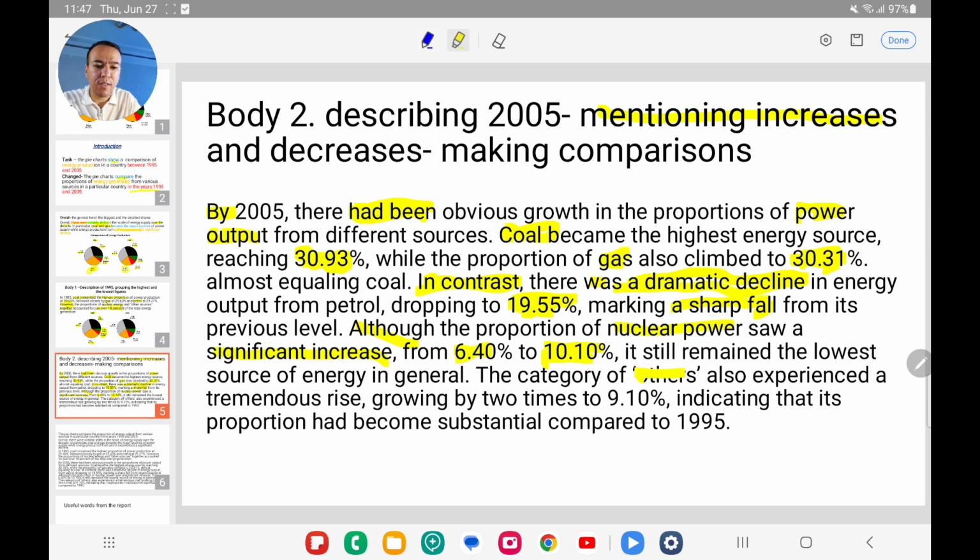The category of others also experienced a tremendous rise, growing by 2 times to 9.10%. So it grew and doubled its number, indicating that its proportion had become substantial compared to 1995. So it means that from 1995 till 2005, over a 10 year period, other sources also saw a marked rise.